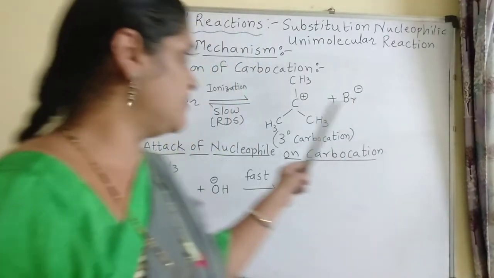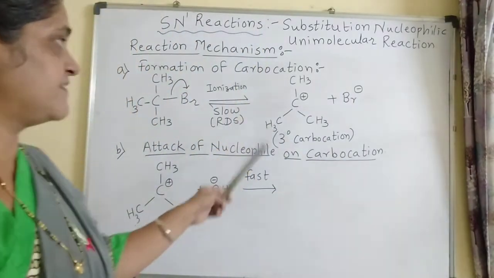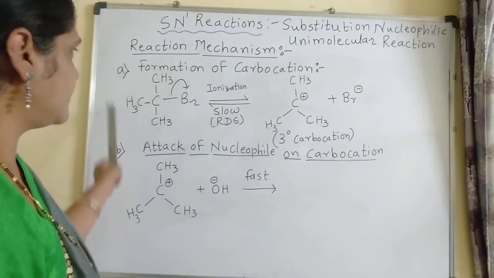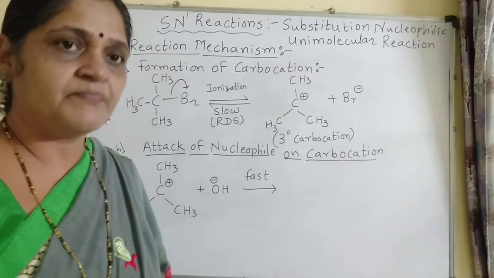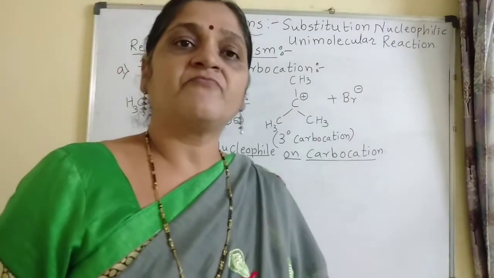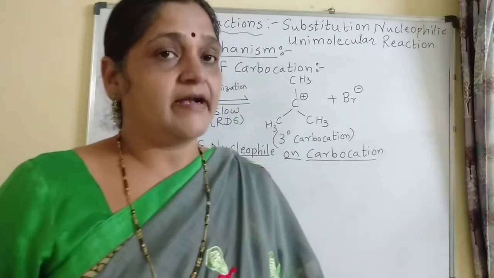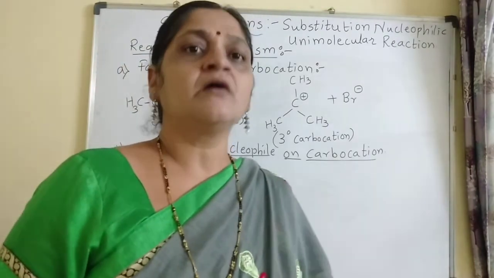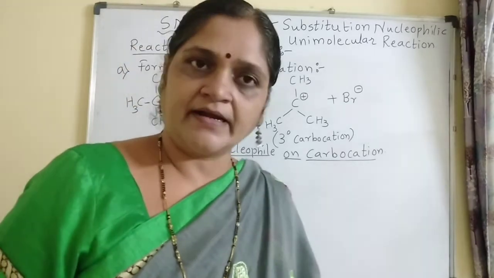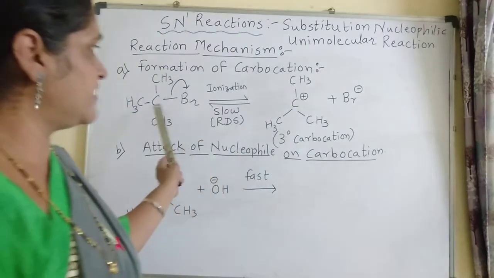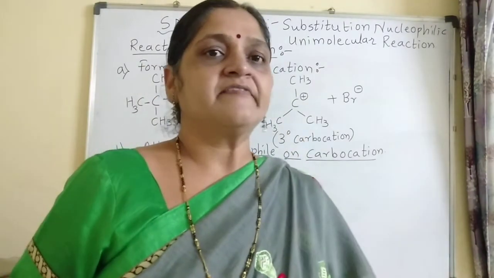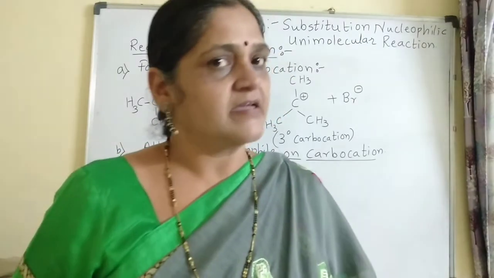Now this carbocation production is the rate determining step. So only one reactant is involved in this rate determining step. That is why this reaction follows first order kinetics, or the rate of this reaction only depends upon the concentration of alkyl halide, that is tertiary butyl bromide, and there is no nucleophilic involvement in this step. That is why the concentration of nucleophile is not involved in the rate of the reaction.